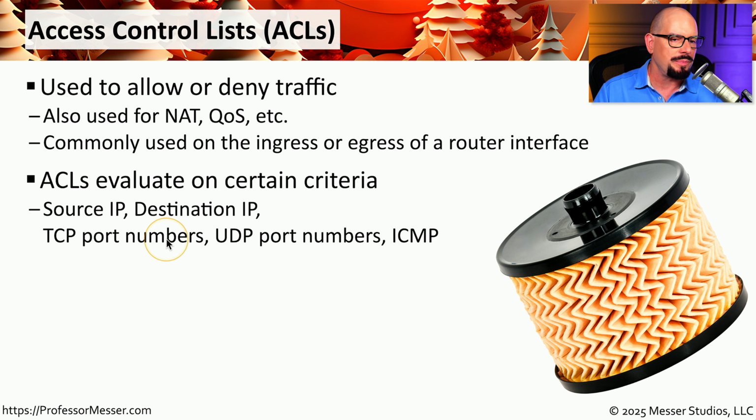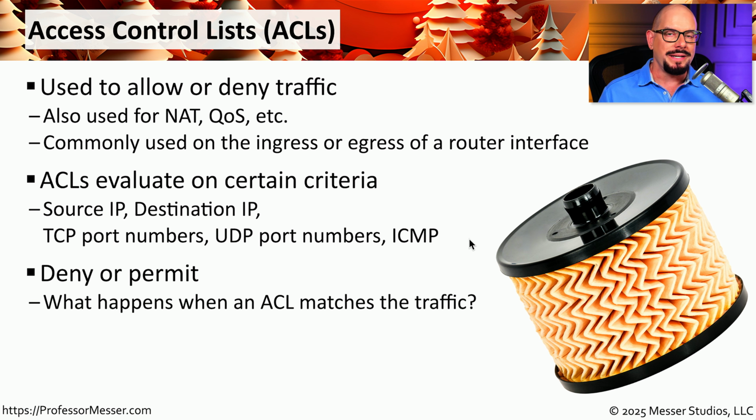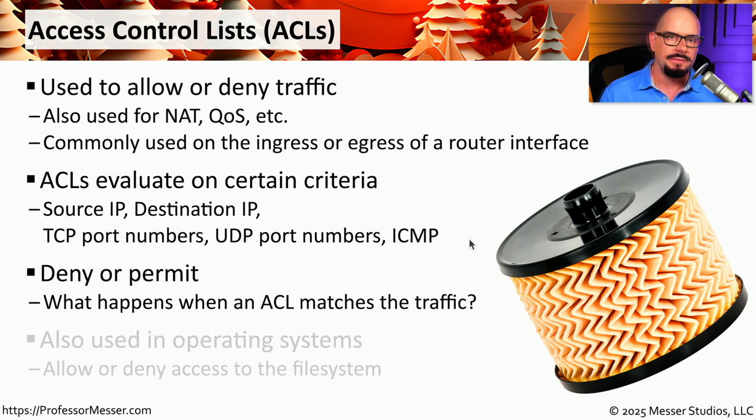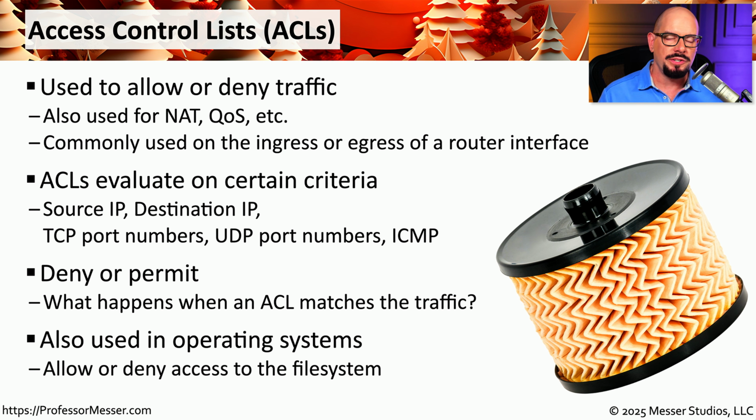Perhaps we evaluate the TCP port numbers, UDP port numbers, whether this is the ICMP protocol or some other type of protocol. We can even combine these different criteria to create a more complex ACL and create more security on the network. Once we've created the criteria, we also need to create the disposition. Do we allow traffic that matches this ACL, or do we deny this traffic? And we use ACLs in many other parts of the network as well. If you've ever configured rights and permissions in a Linux operating system or a Windows operating system, you have effectively configured an access control list.